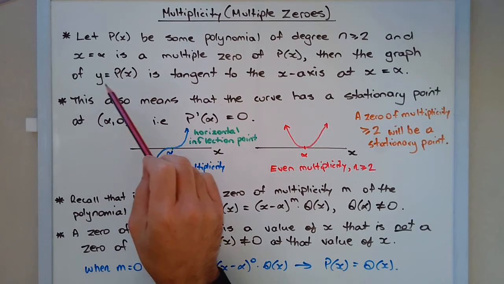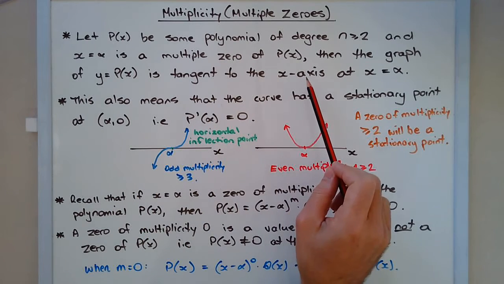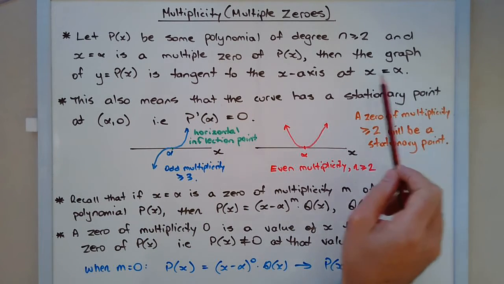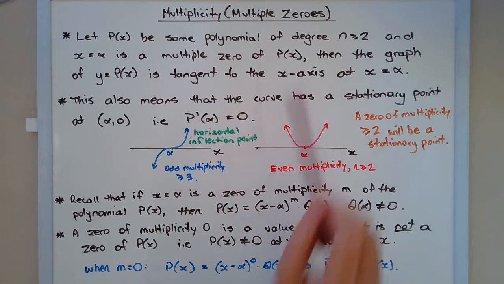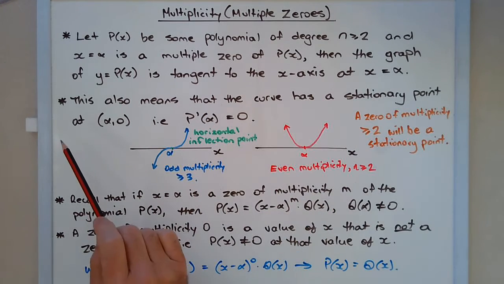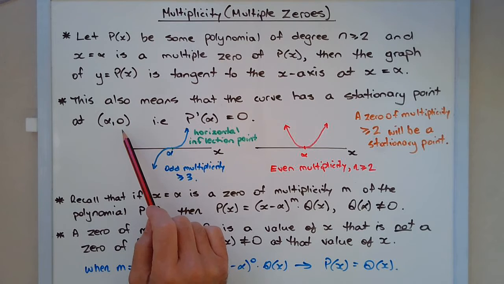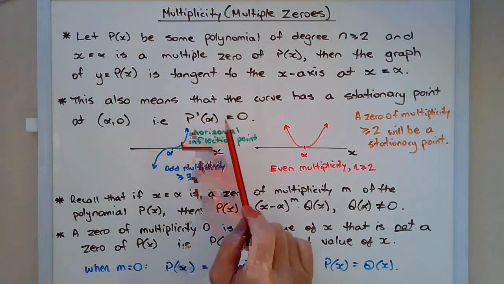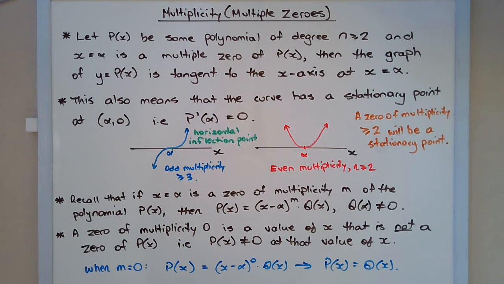Then the graph of y equals p of x is tangent to the x-axis at x equals alpha, and the gradient of the x-axis is 0. This also means that the curve has a stationary point at (alpha, 0), that is, p dash of alpha is equal to 0.